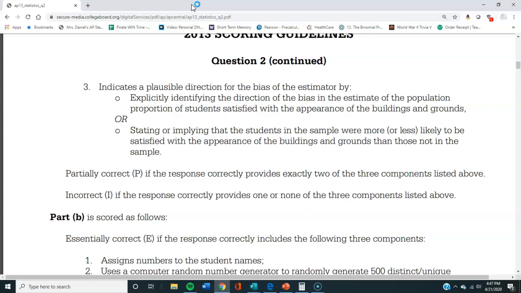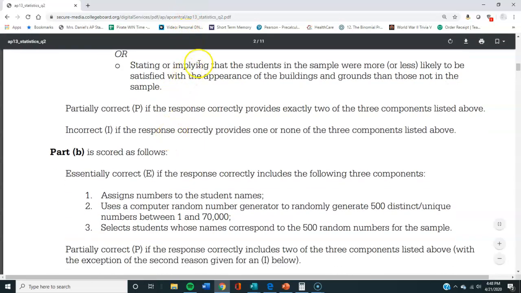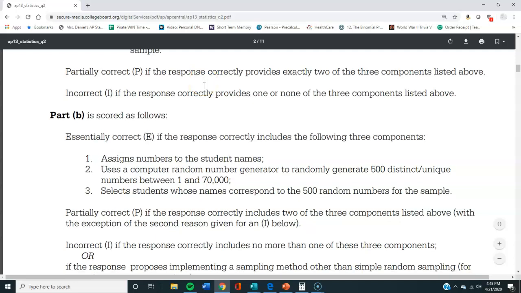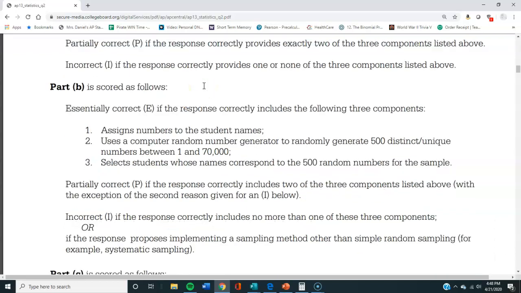All right. So part B, you get an E if you said you would assign, remember, assign, random, choose, right? So you assign number of students, randomly choose 500, select those 500. This was from chapter 4 a long time ago. It feels like a whole different world back then. So you get an E if you have all 3, a P if you have 2 of the 3, and an I if you have 1 or less.